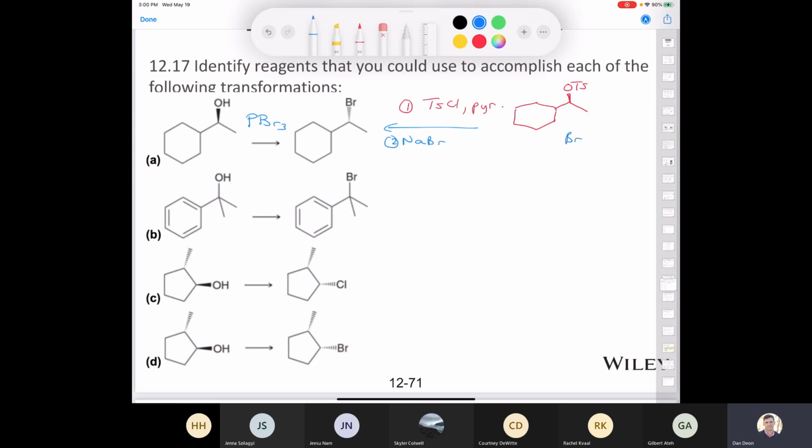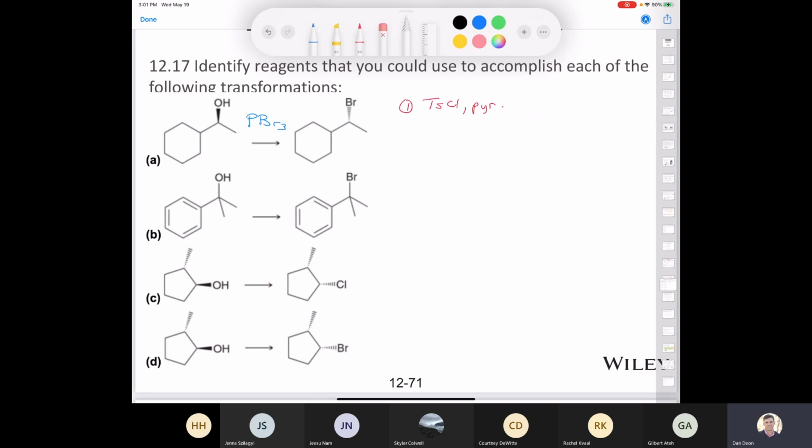Then the bromide is going to come in and act as a nucleophile, but that's an SN2, and so that would proceed with inversion of configuration. Okay, now that's a really wacky way of showing the reaction. So I'm just going to erase all this. Yeah, let's delete that.